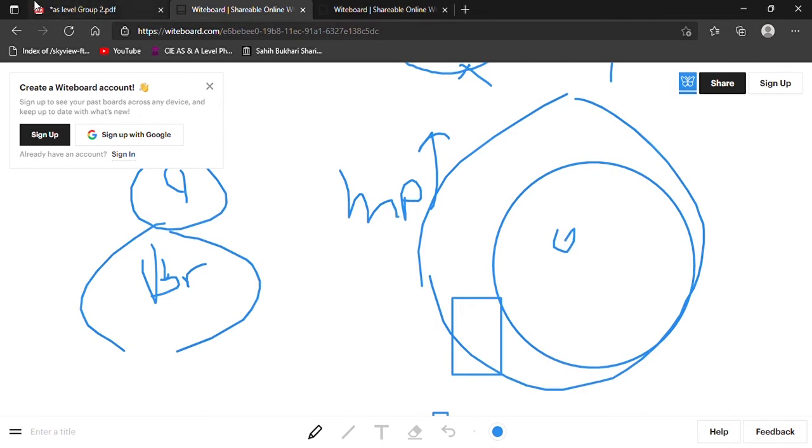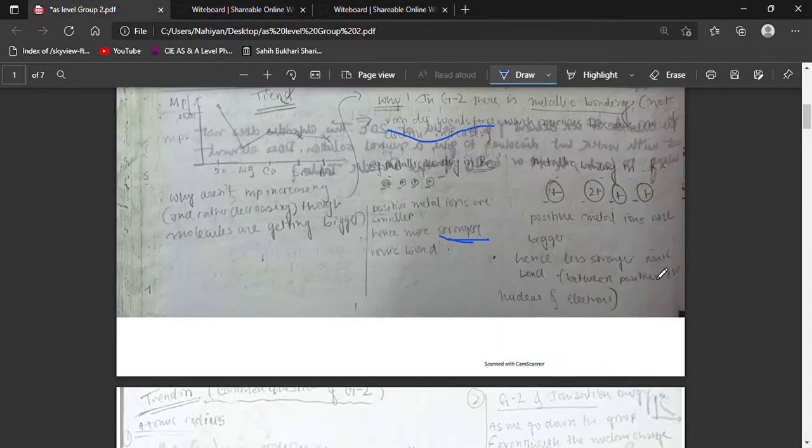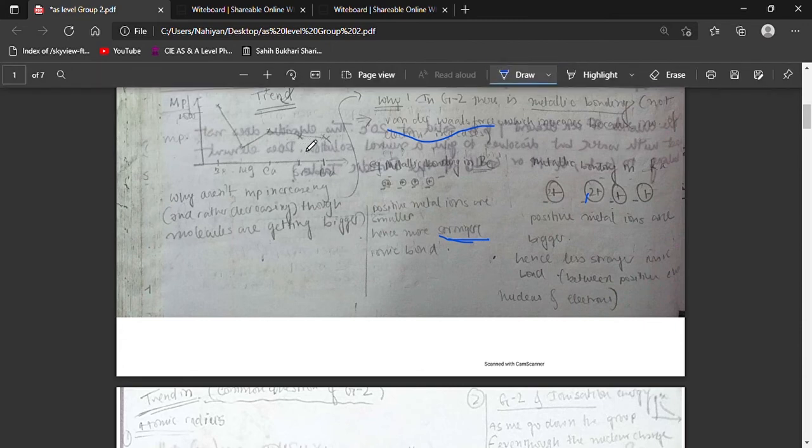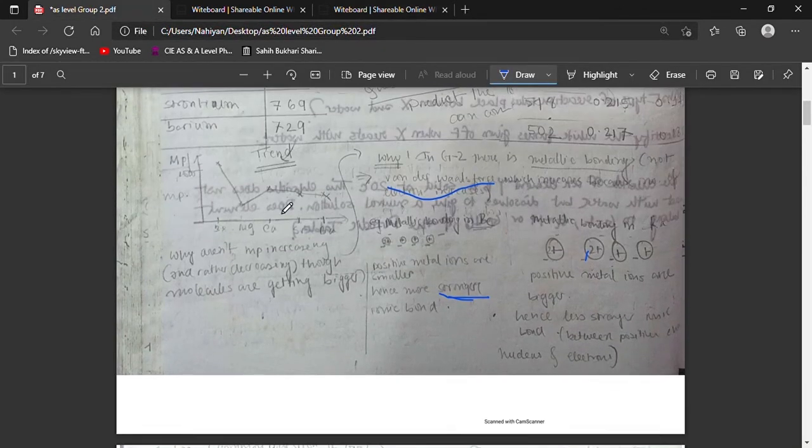So if there is less interaction, the attraction won't work so well. So the melting point decreases down the group, and that's how the melting point and the boiling point thing works. So down the group, the general trend is that the melting point decreases.